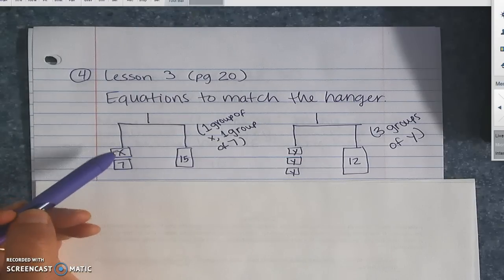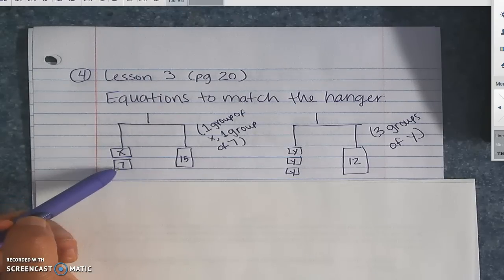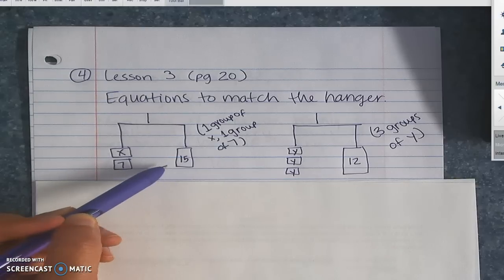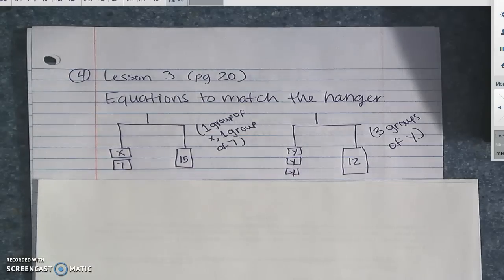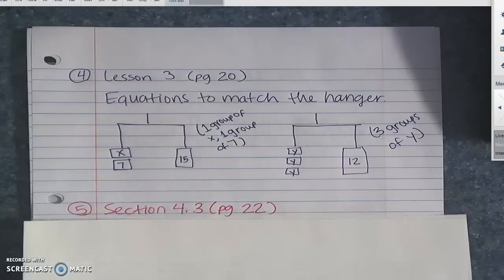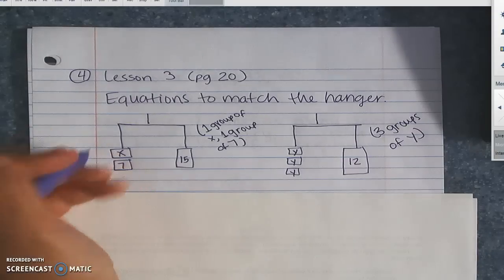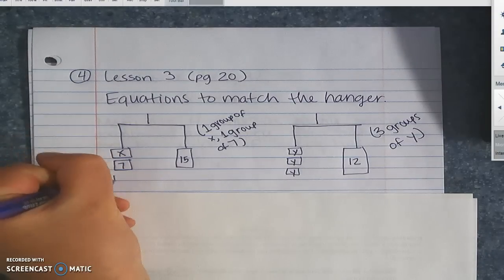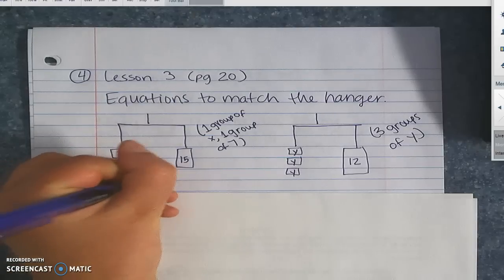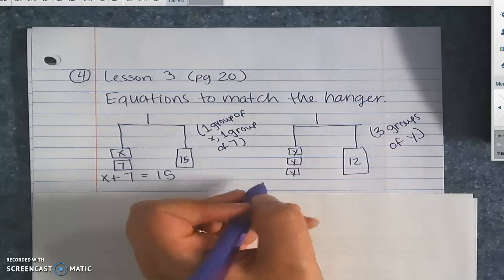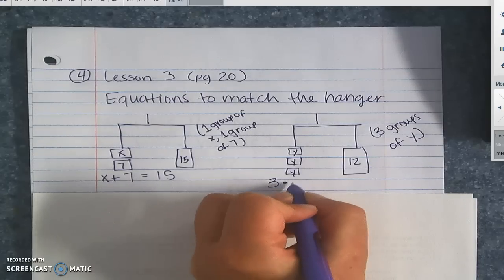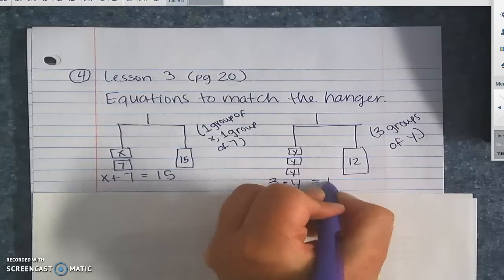So on this side of my hanger, I have one group of x and one group of 7, and it's going to be equal to 15. This one, I have 3 groups of y, and it's going to be equal to 12. So I'm going to write this as x plus 7 equals 15. And I'm going to write this one as, I could write it y plus y plus y, or I can write it as 3 times y, or 3y, equals 12.